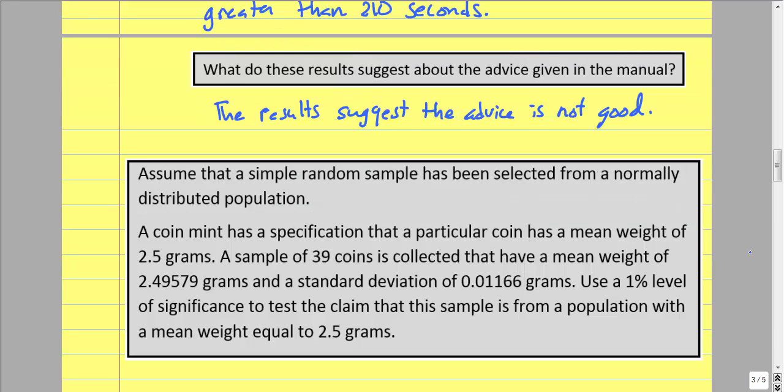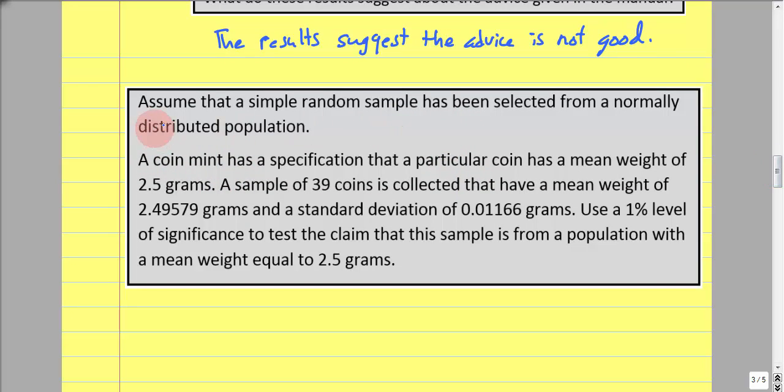Okay, in this problem, let's go ahead and read through again to see if we can get any information about what's going on and some sample values as well. So first of all, we know that our underlying distribution is normal, so that gives us a good start. A coin mint, this just means like the US Mint, like in Denver, has a specification that a particular coin has a mean weight of 2.5 grams. So this is what the expectation is, 2.5 grams. So that's our population mean. That's going to take into account our H0 and our HA.